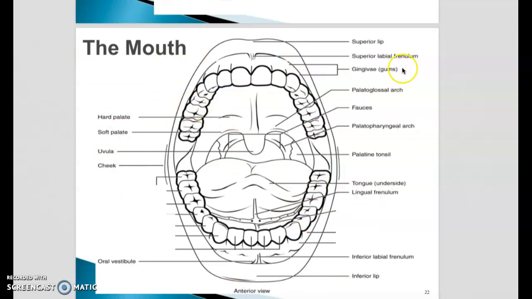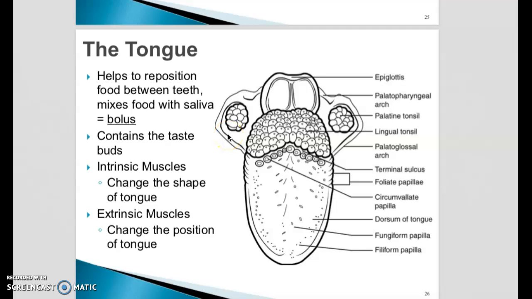So as we can see with the mouth, we can see various parts and components that are needed, and we see that the mouth plays a huge part in eating and breaking down food in order to start your digestive process. Then while you're eating, you also have to use your tongue, which helps to reposition food between teeth and mixes food with saliva, also known as bolus.